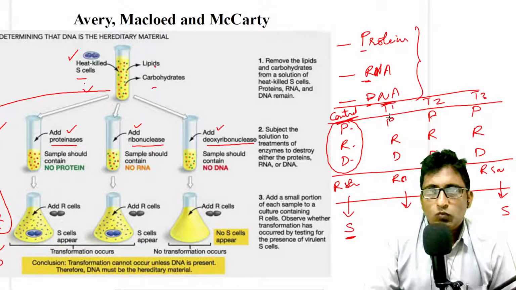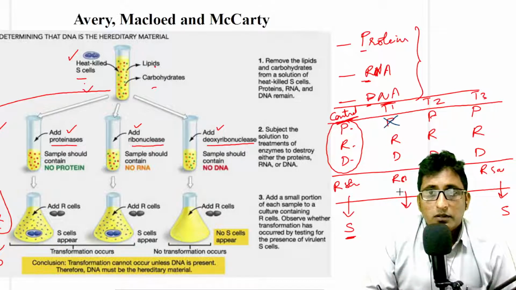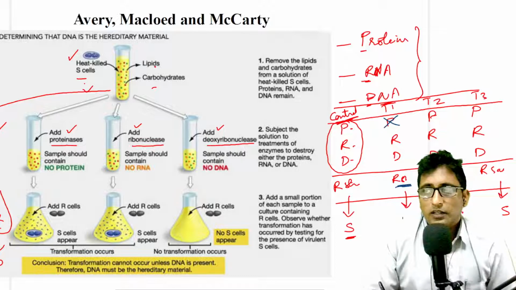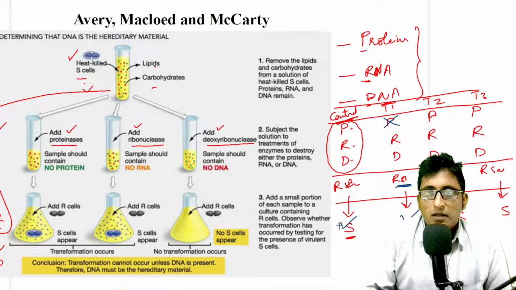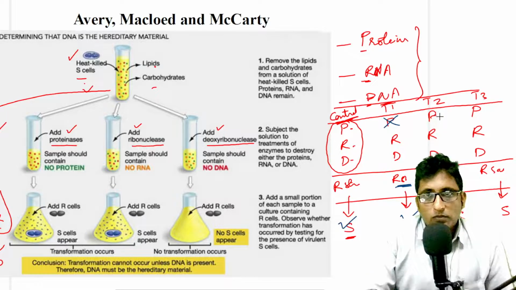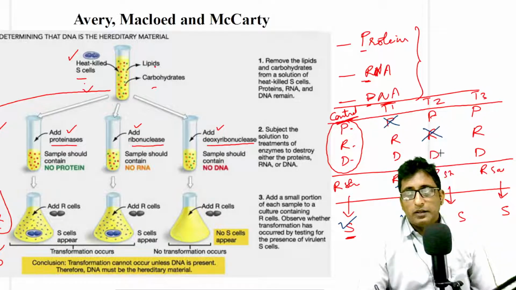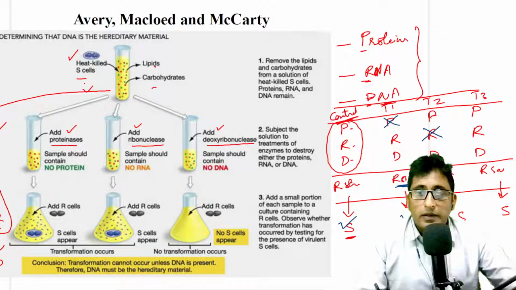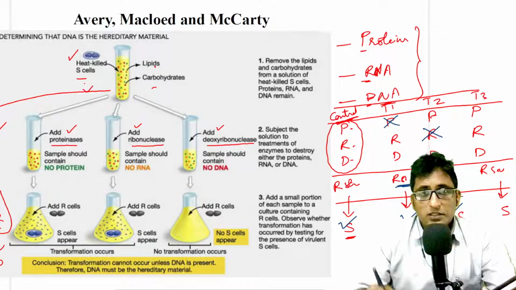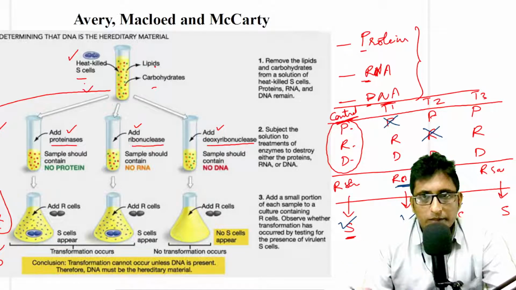In the next one, they have added proteinases in T1. The proteinases will degrade the proteins. So RNA and DNA are present, and they added the R strain, and they wanted to see if S strain has formed or not. It actually formed. So in T2, test 2, they have added ribonuclease, or RNases, which would have degraded the RNA. And then they have seen if S strain has formed or not. And indeed, S strain has formed. That means transformation has occurred.